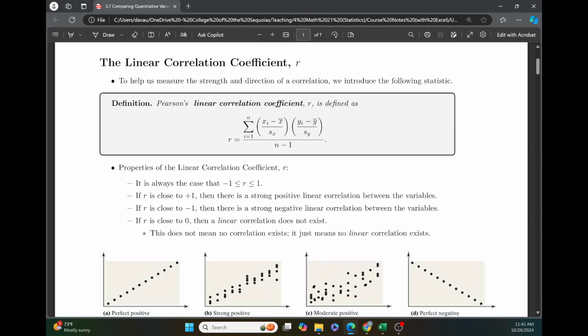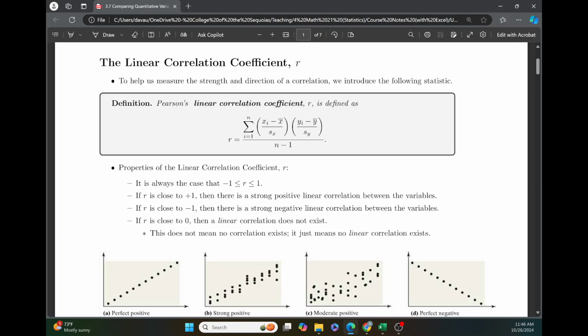Okay, the first step in deciding whether or not we have a linear correlation is to compute what's called the linear correlation coefficient. The symbol for that is the letter r. This is a new statistic that we haven't discussed before. And as you can see, it's a really nasty calculation.